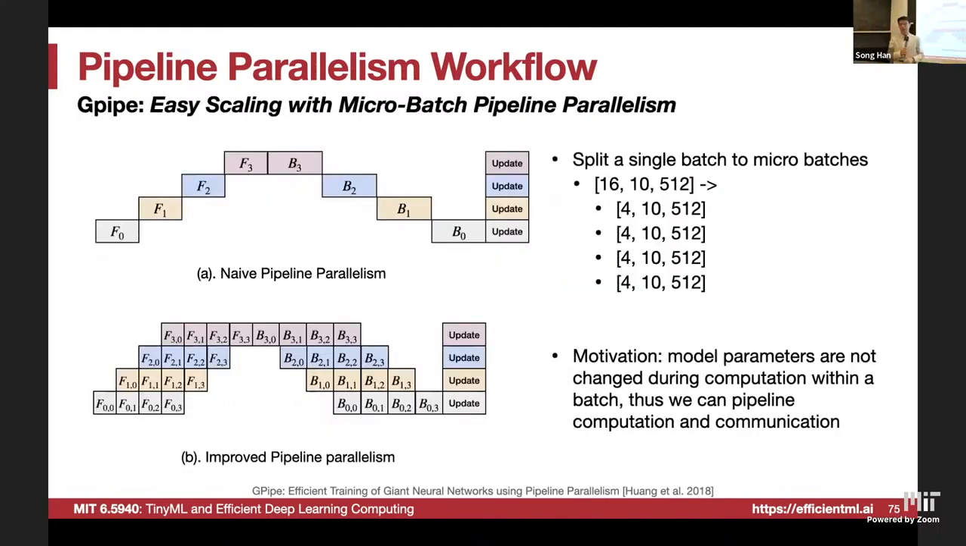This is an improved approach. Basically, we split the batch into several micro-batches. For example, if we have 16 images, we now split them into 4 chunks, and each chunk has 4 images. In this way, GPU 0 will still be responsible only for layer 0, but it will consecutively calculate batch 0, batch 1, batch 2, and batch 3.